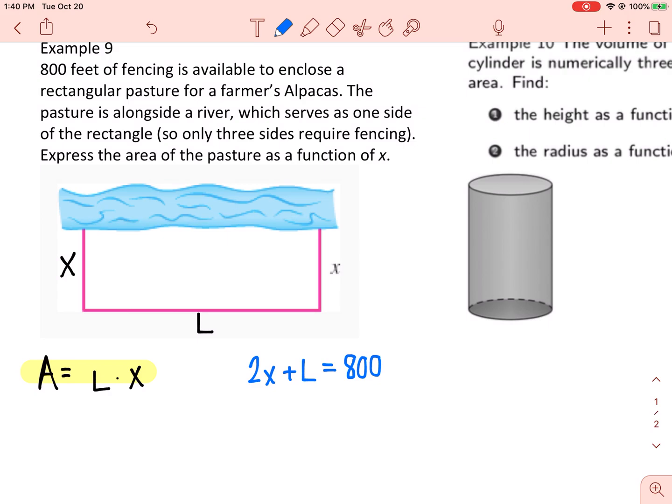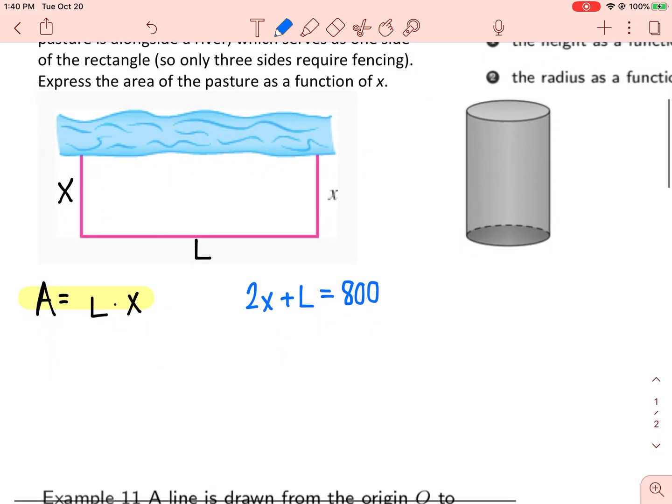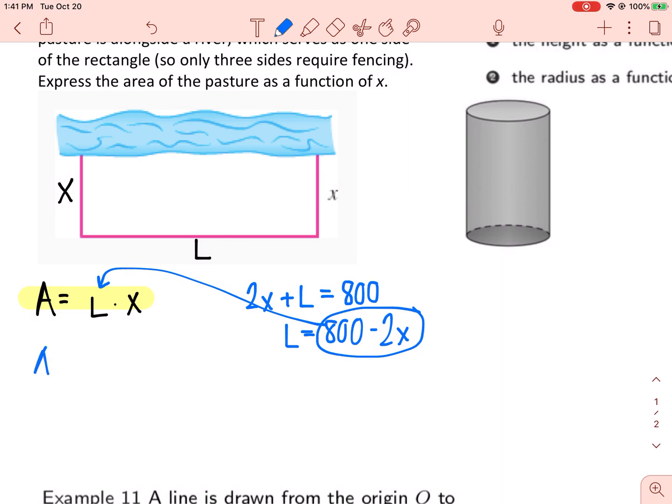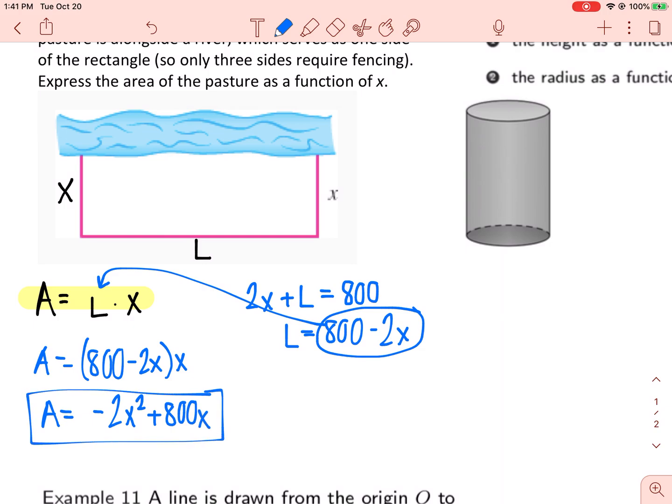I guess alpacas are scared of water, hopefully. If I can get L by itself, plug it in, I'll get everything I want. So here we go. L equals 800 minus 2x. I can take that now, plug it into what I want to then get area just in terms of my variable x. Let's distribute. I would get negative 2x squared plus 800x. Okay.